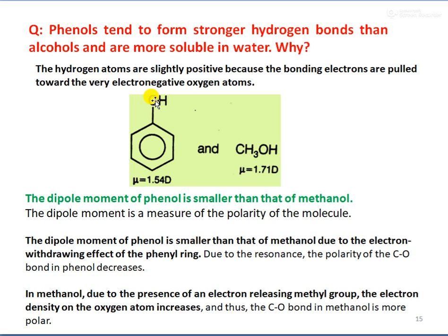Oxygen will be more electronegative, so the electron density will be shifted more towards the oxygen. But due to the resonance stabilization of the phenoxide, even though the oxygen is acquiring a high electron density because of the high electronegativity, it is again pulled back in this direction. So this bond is not that much polar when compared to a CO bond in methanol. That is why CH3OH has a higher dipole moment when compared to phenol.